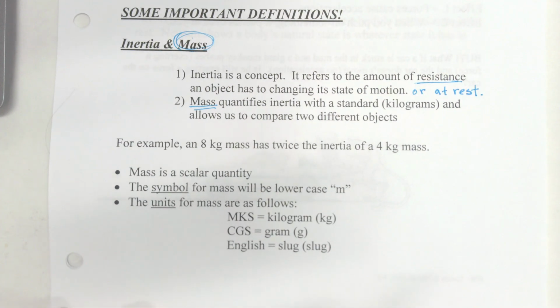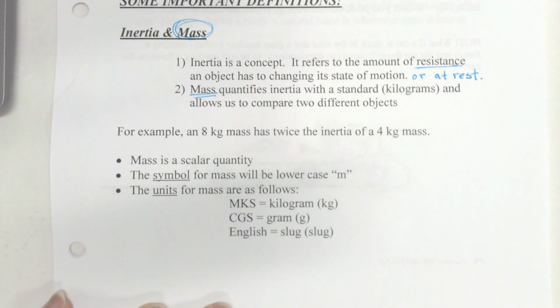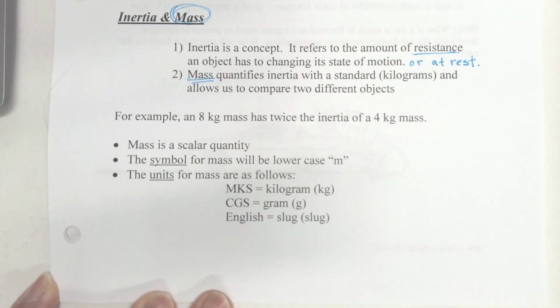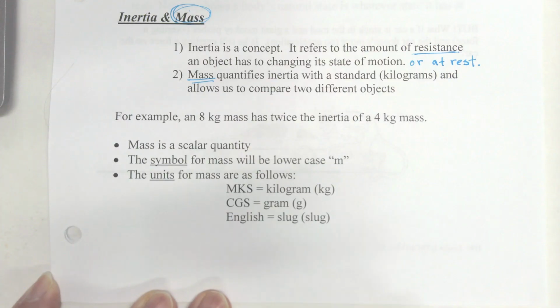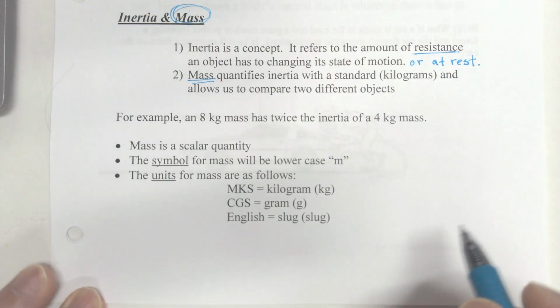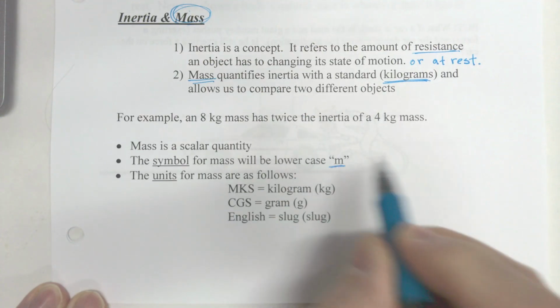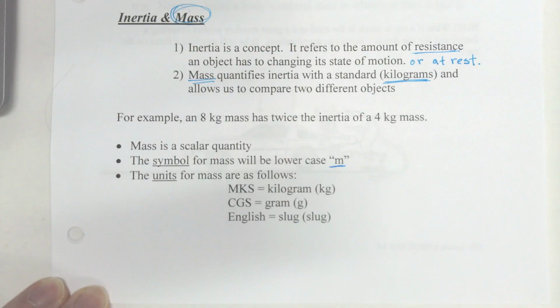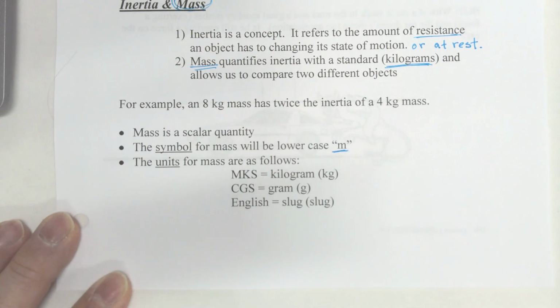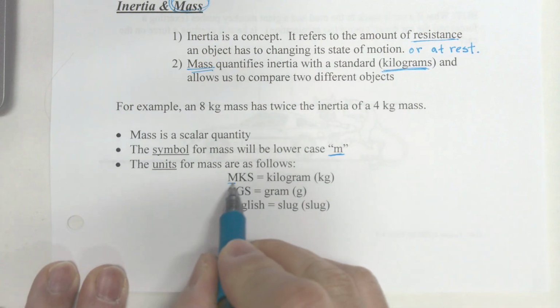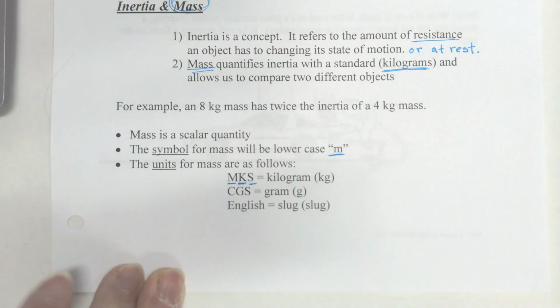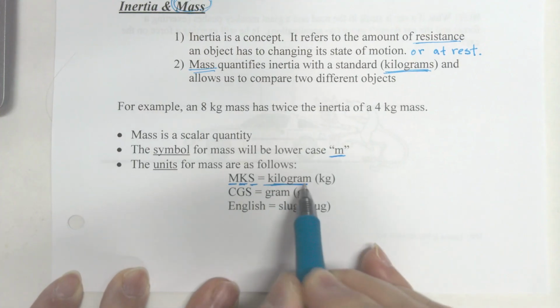Here's another example. An 8 kilogram mass has twice the inertia of a 4 kilogram mass. That makes sense. So mass is a scalar quantity, so you don't have to worry about the direction of mass. And mass is always measured in kilograms in physics. The symbol for mass will be a lowercase m. Do not get that confused with the unit of meters. The unit for mass in the MKS system, which is meters, kilograms, seconds, will be kilograms.